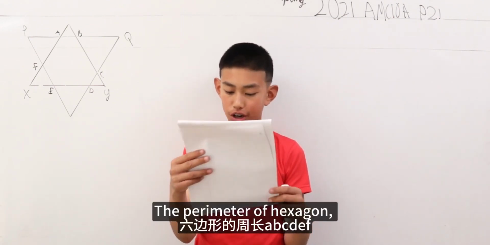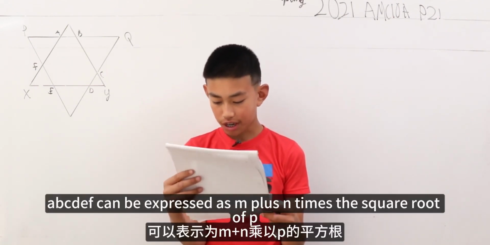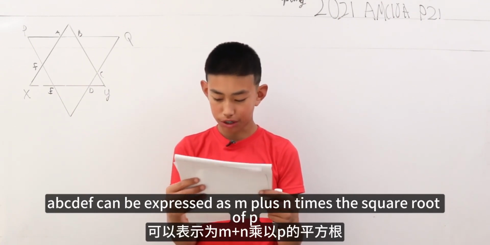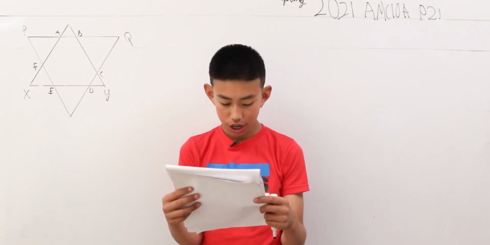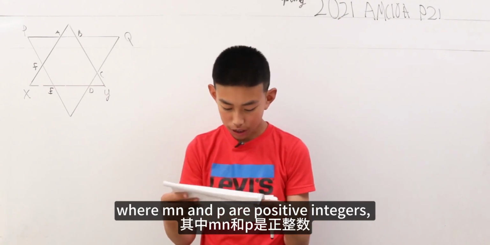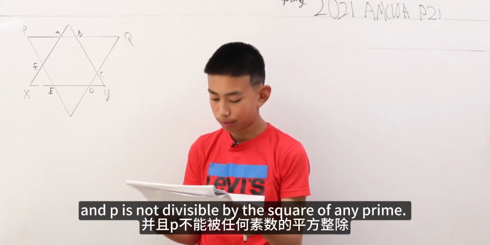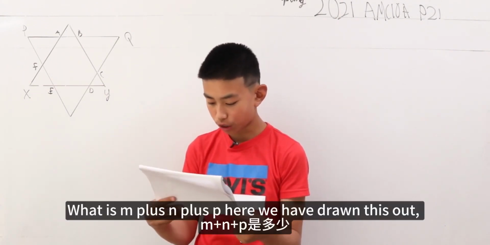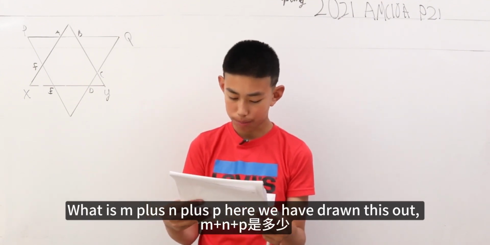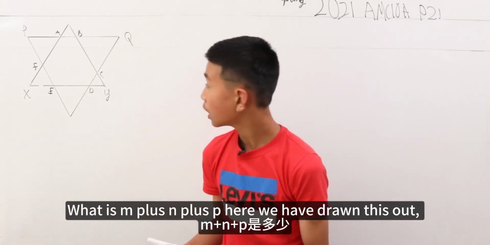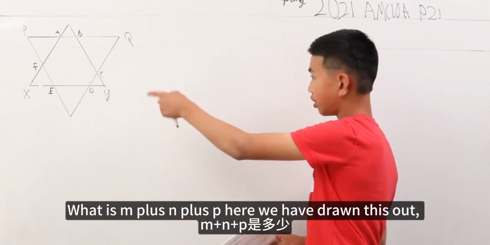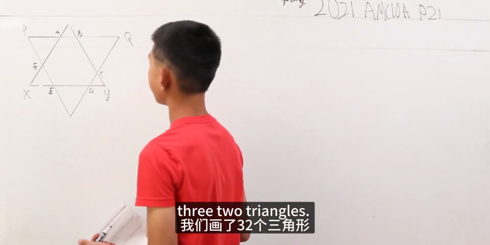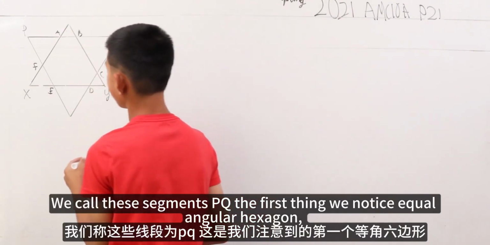The perimeter of hexagon ABCDEF can be expressed as m plus n times the square root of p, where m, n, and p are positive integers and p is not divisible by the square of any prime. What is m plus n plus p? So here we have drawn this out, two triangles. We call these segments PQ.